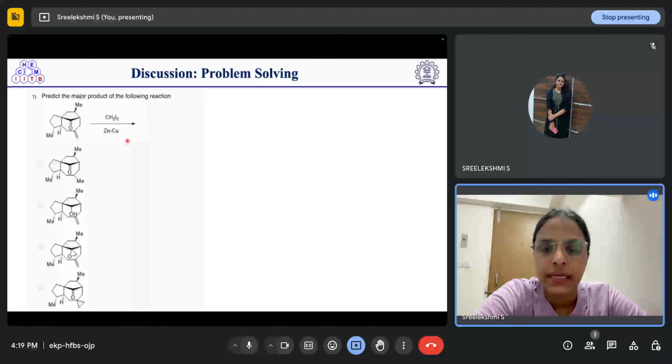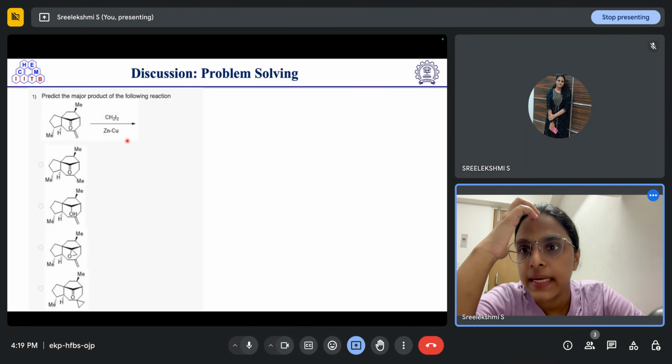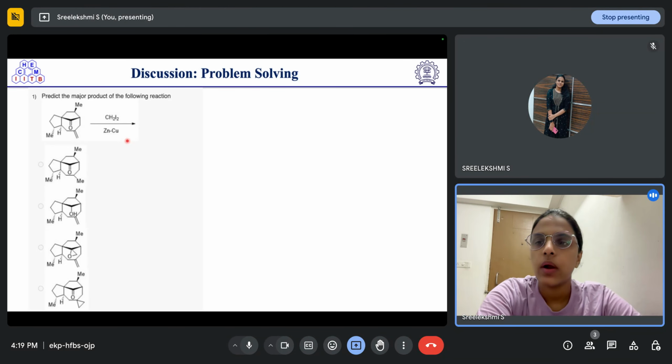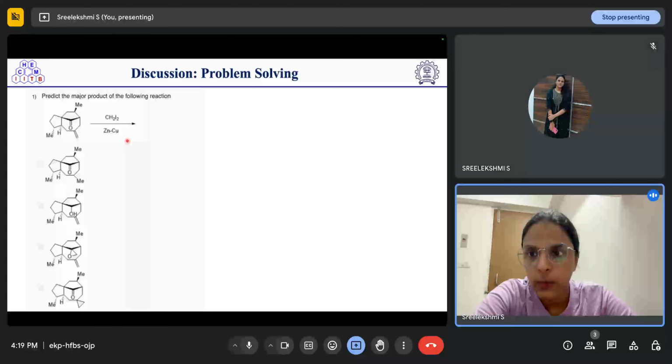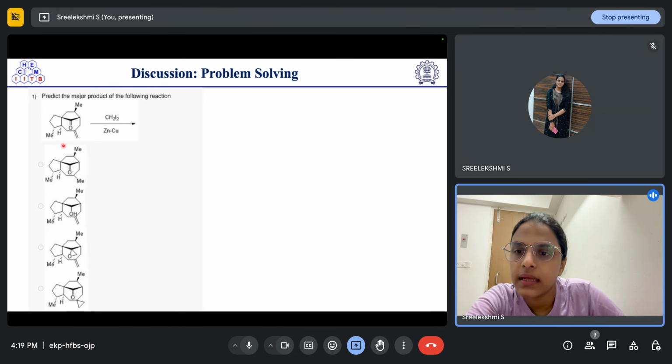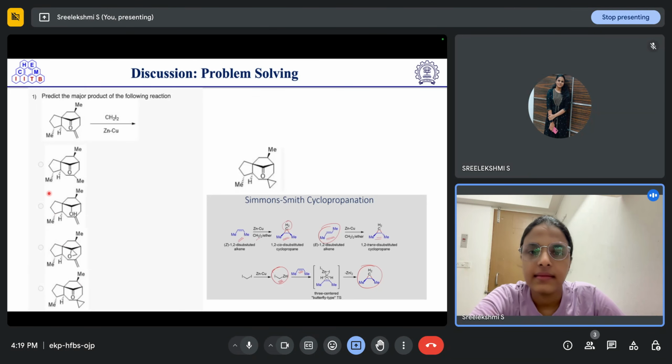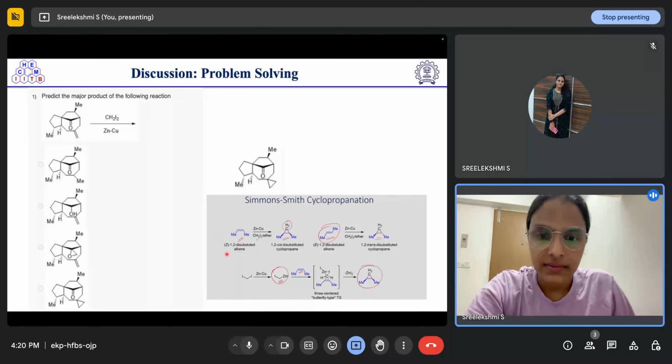So from the reagents itself, it is pretty clear that it is a Simmons-Smith reaction. So here what is happening is basically a cyclopropanation, and there is no other question or doubt in this because there is only one alkene over here. So the correct answer will be option D, that is Simmons-Smith reaction. So the mechanism I have given here so that you can go through that once more.